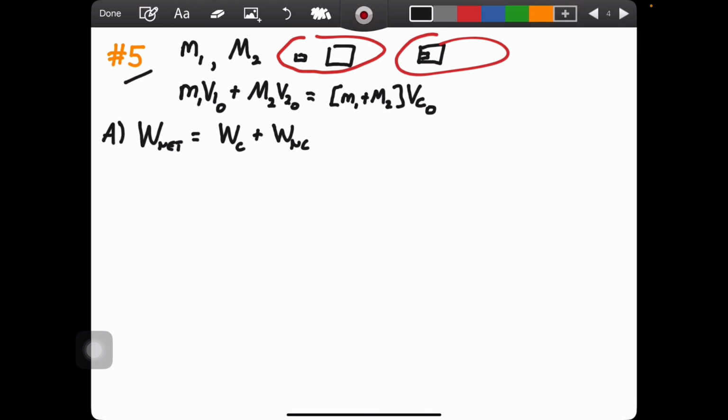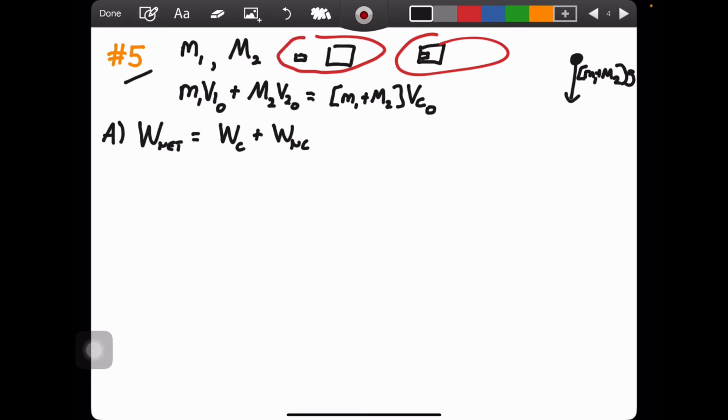In this problem, if you can imagine a free body diagram, so if I represent after the bullet gets embedded into the block, so you can imagine this is little m1 plus m2 g.